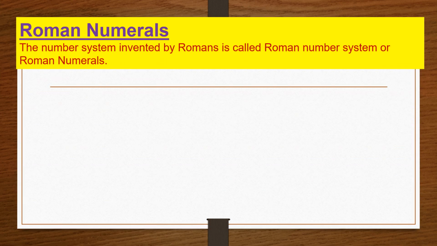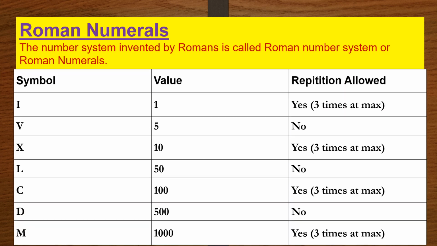Now comes a very interesting topic, Roman numerals. The number system invented by Romans is called Roman number system or Roman numerals. Here we have a chart. In Roman number system, symbol I is of value 1, V is of value 5, X is of value 10, L is a symbol for 50, C is a symbol for 100, D is a symbol for 500 and M is a symbol for 1000.